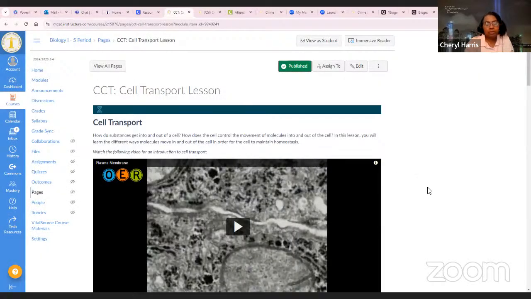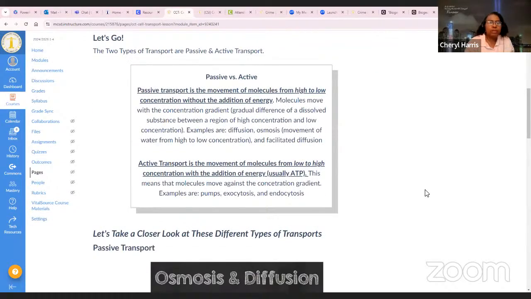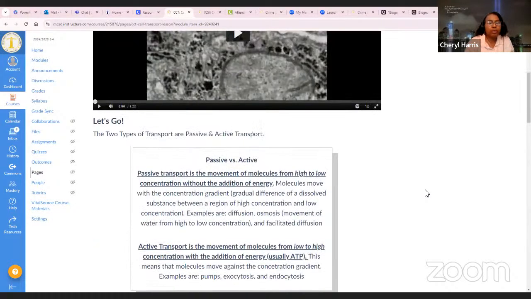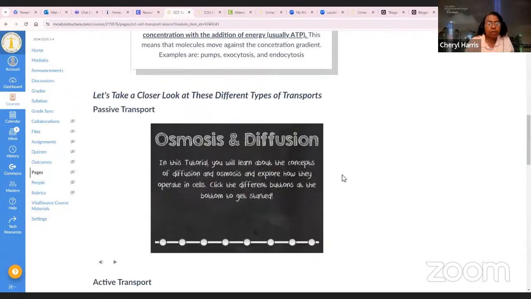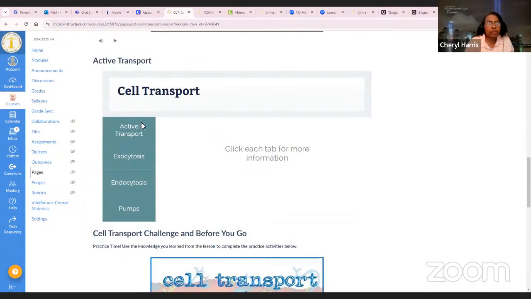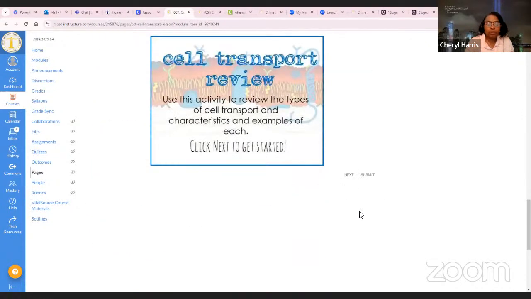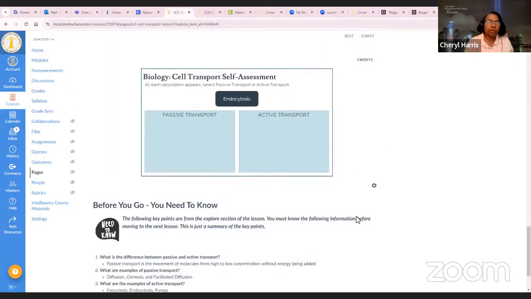Okay, so before you go out, take a note that this is where we're going to be. We're going to be looking at the difference between active and passive transport. We're going to be looking at the difference between osmosis and diffusion. And we're going to actually look at how the cell carries out these functions. So that's what we're going to do tomorrow.